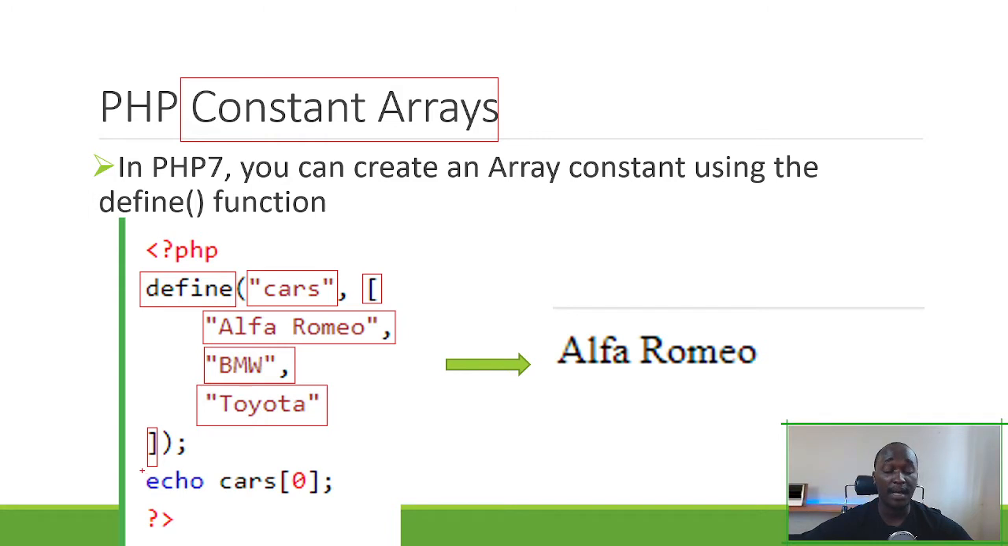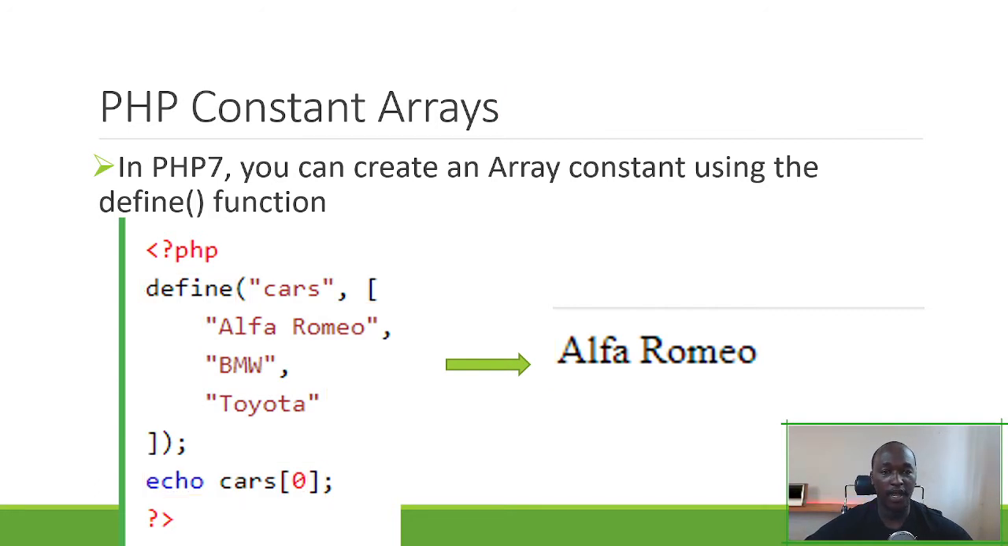If, for example, you do echo and you do cars 0, then it's going to print the first value that is on position number 0 of the array. So the output is going to be Alfa Romeo.